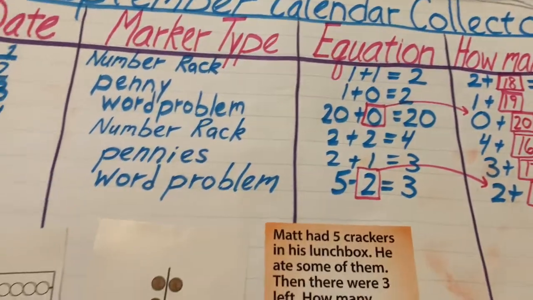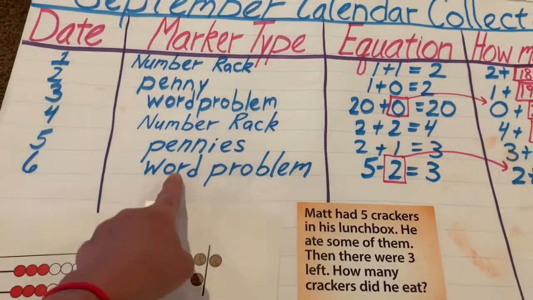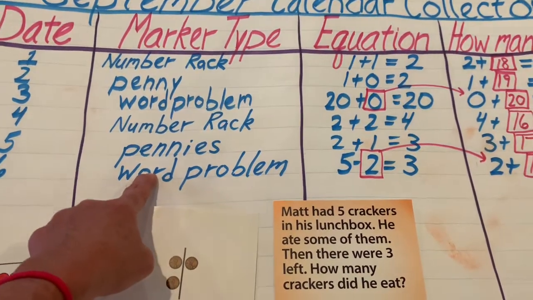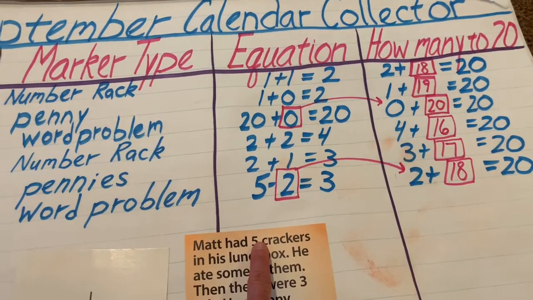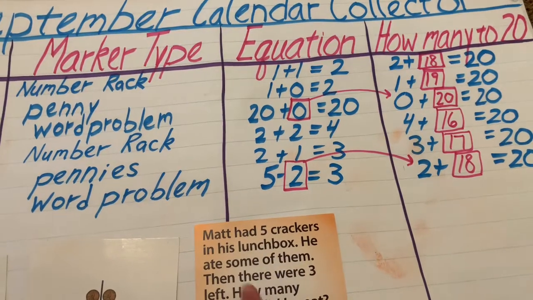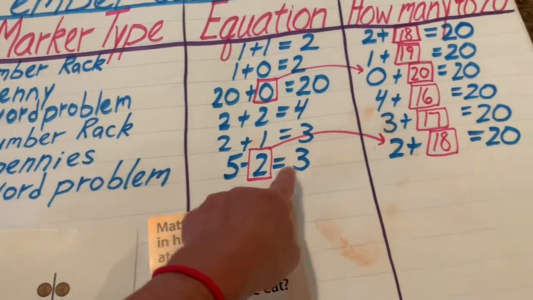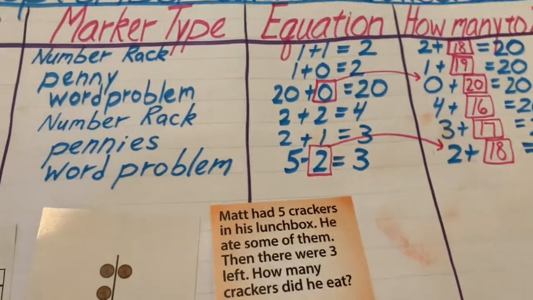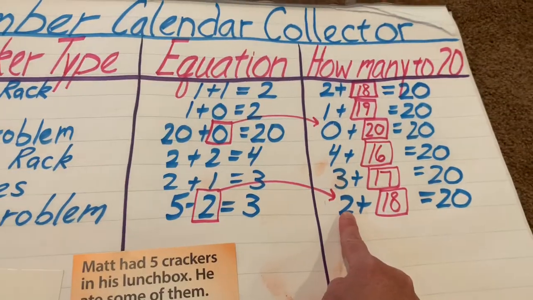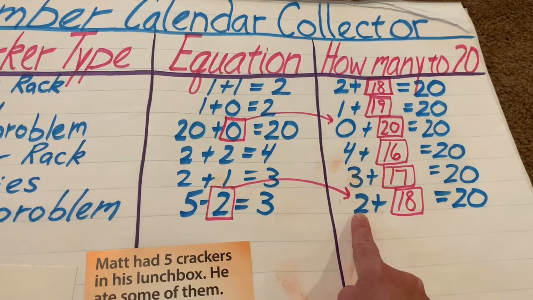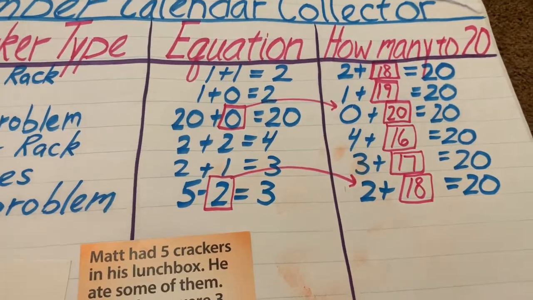And our very last marker that we looked at today is for September 6th. And again, it's a word problem, so I wrote that down in my marker type. I made my equation where 5 crackers we had, and we ate some, and we had 3 left. So 5 minus those 2 we ate equals 3. And so since the answer to the word problem is 2, we actually put the 2 over in our column for how many to 20, and we say 2 plus what number equals 20, and 2 plus 18 equals 20.